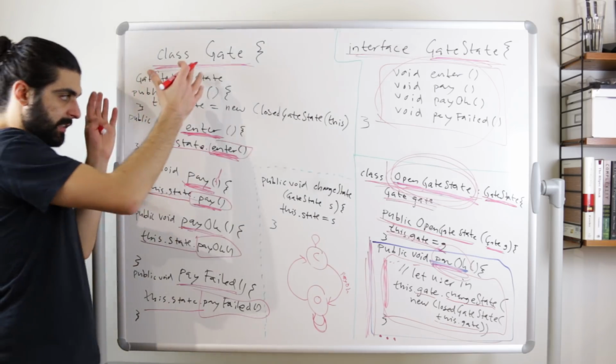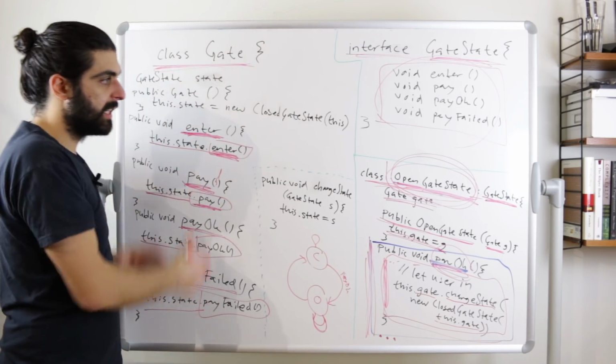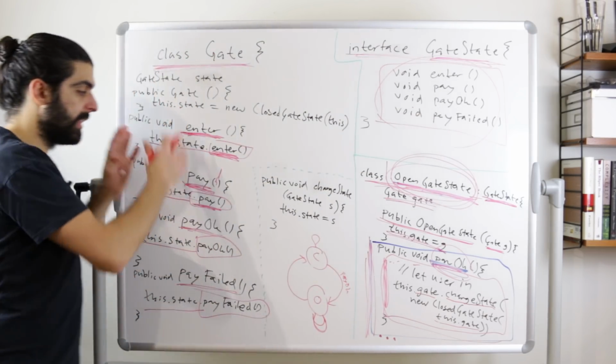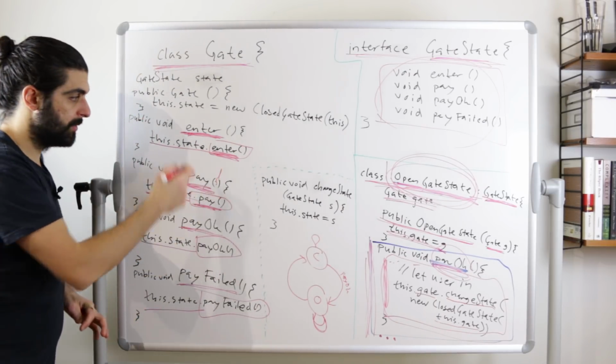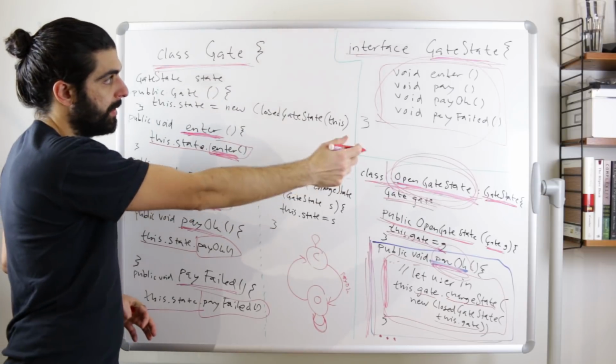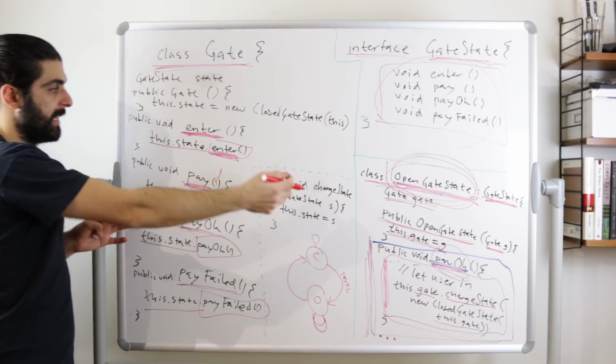I'm just emphasizing that, again, this is a different hierarchy than this over here. So the names could be different. But in a very simple scenario, it's probably one-to-one. So one method in the gate is one method in the gate state. And then we just blindly delegate.